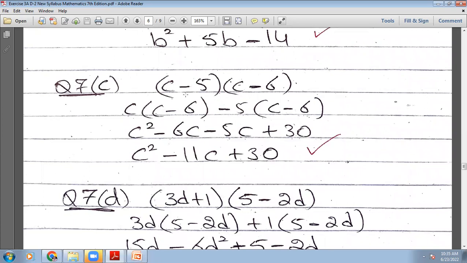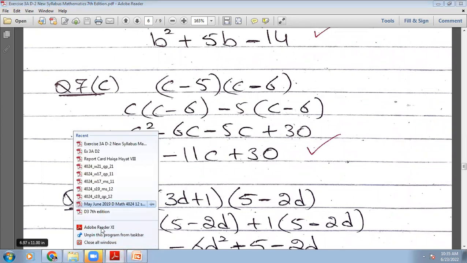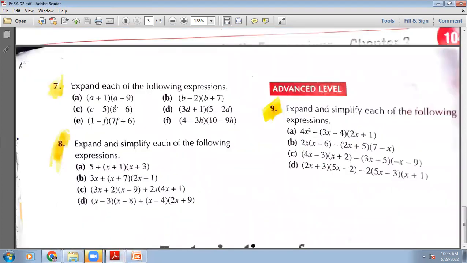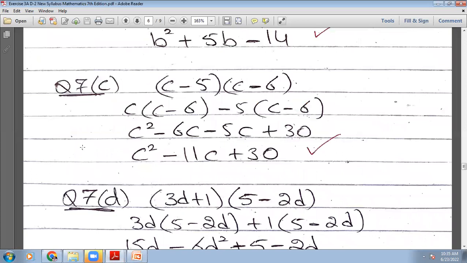And then we have this bracket. Let me show you the questions also. So we are on the C part, and then we will do the D part, and then the E part, and then the F part. In the C part, this first member will multiply with this second bracket, and this member will multiply with the second bracket. Then c bracket (c − 6) minus 5 bracket (c − 6).